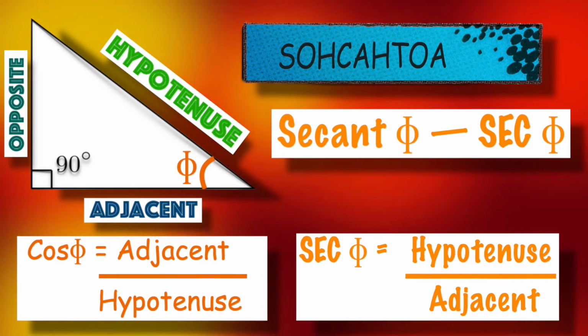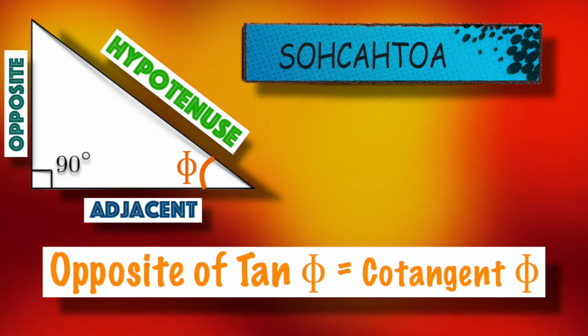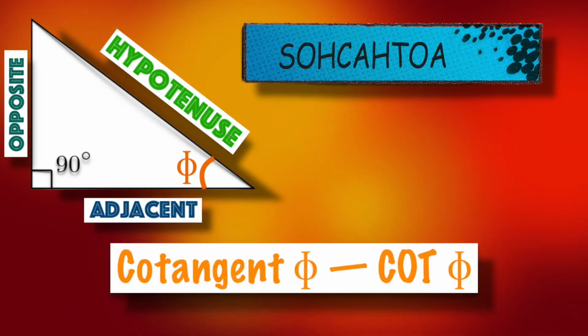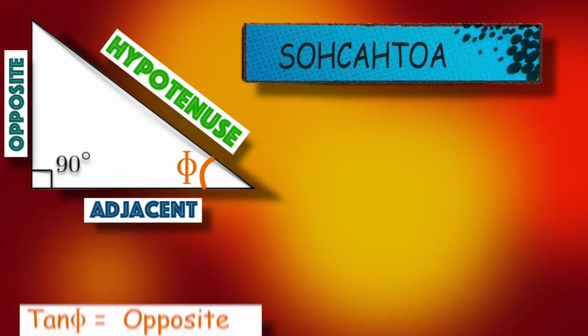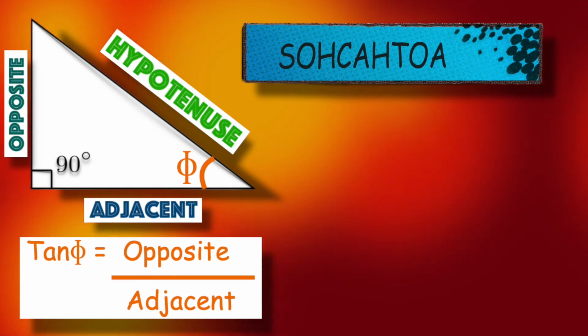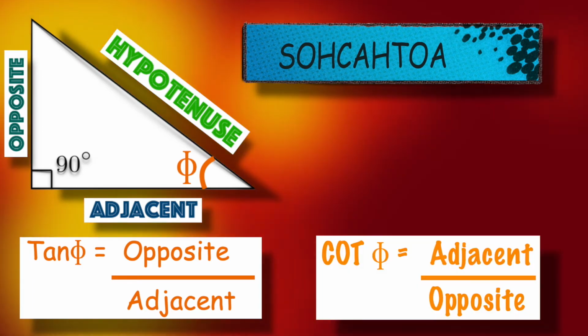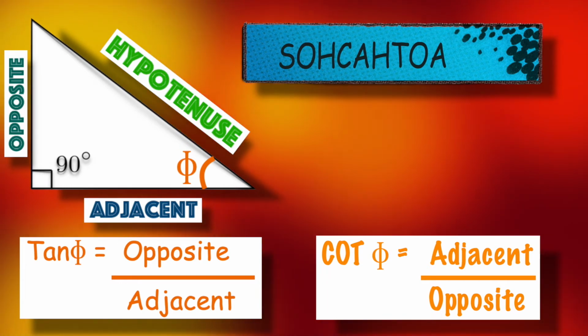Lastly, let's look at the opposite of tangent phi. This is called the cotangent of angle phi, or for short, cot phi. The tangent of angle phi is equal to the opposite over the adjacent. So, the cotangent of angle phi is equal to the adjacent over the opposite.